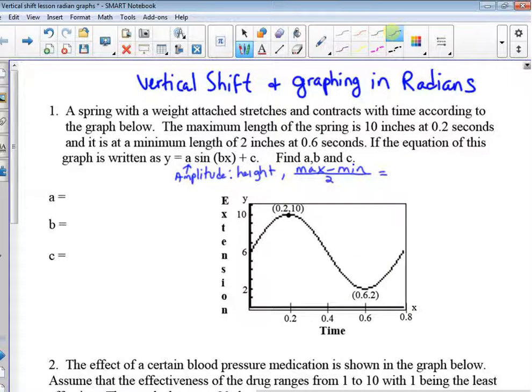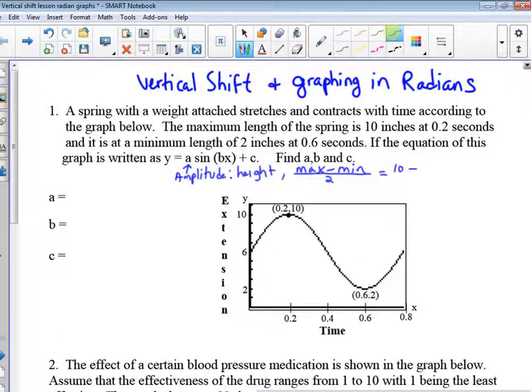So if I want to take a look at my problem here, I have a spring with a weight attached, stretches and contracts with time according to the graph below. The maximum length of the spring is 10 inches at 0.2 seconds, and it is at a minimum length of 2 inches at 6/10 seconds. If the equation of this graph is written, find A, B, C. So my max value is 10. My minimum value is 2.